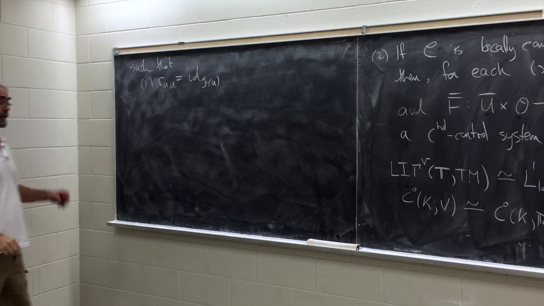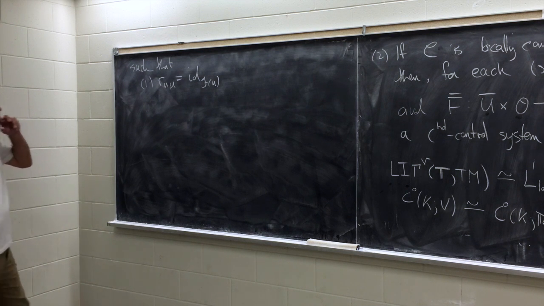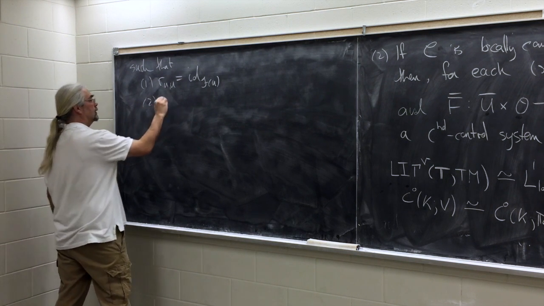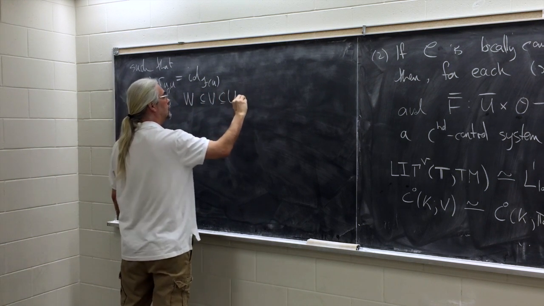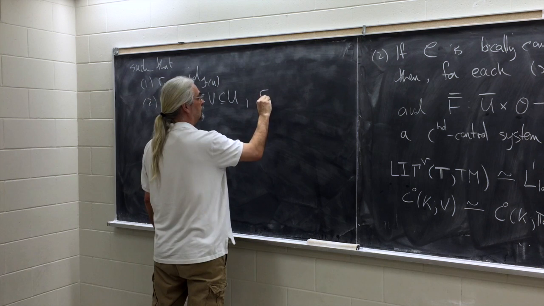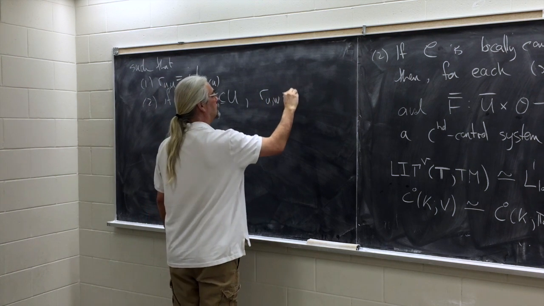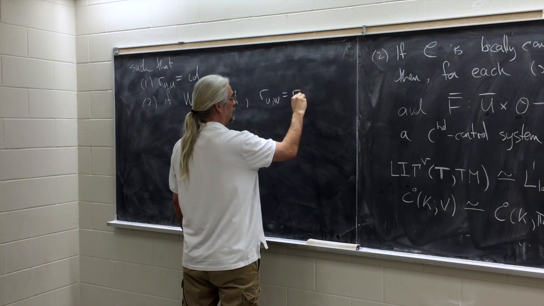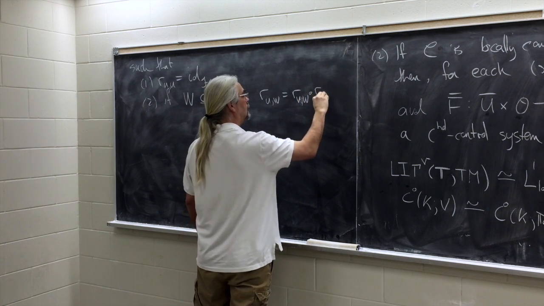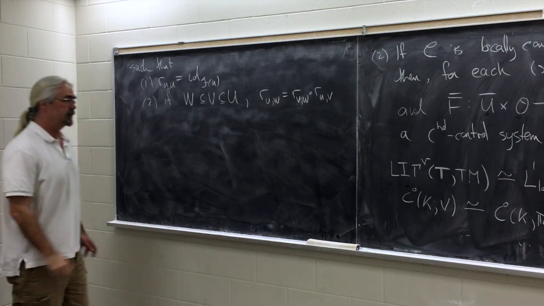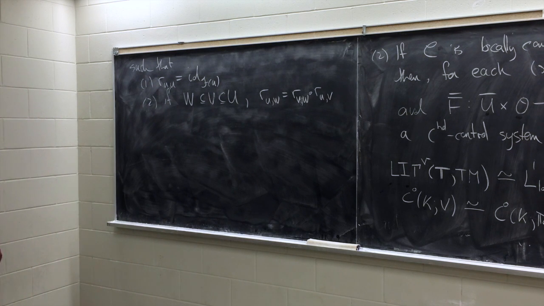The restriction map from U to U is the identity, and restriction maps commute with composition.